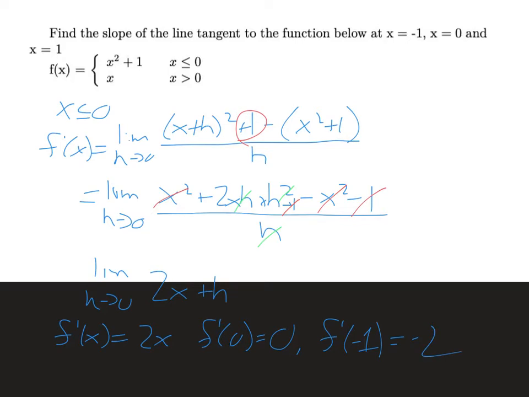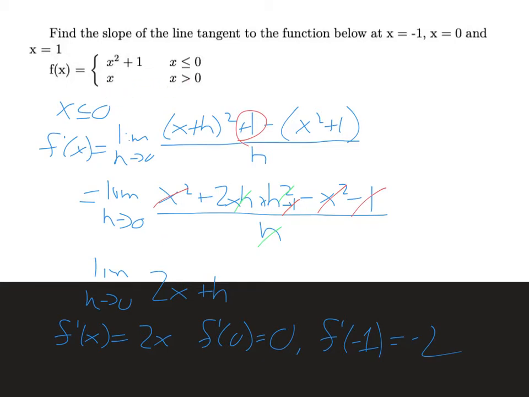Now I need to do the same thing, but I can't plug in positive 1 to that derivative I just found. I have to figure out what the derivative is for the other piece of my piecewise function.